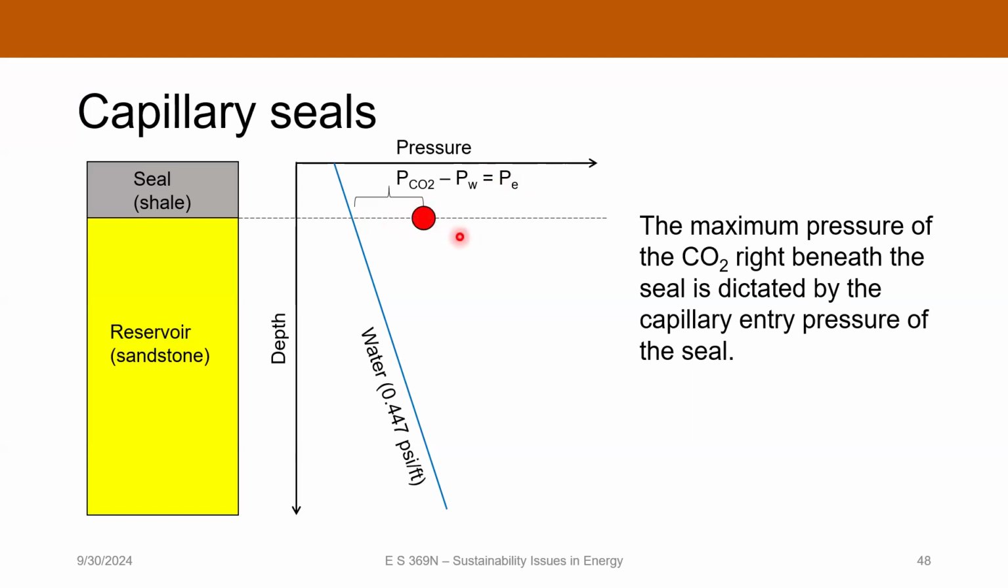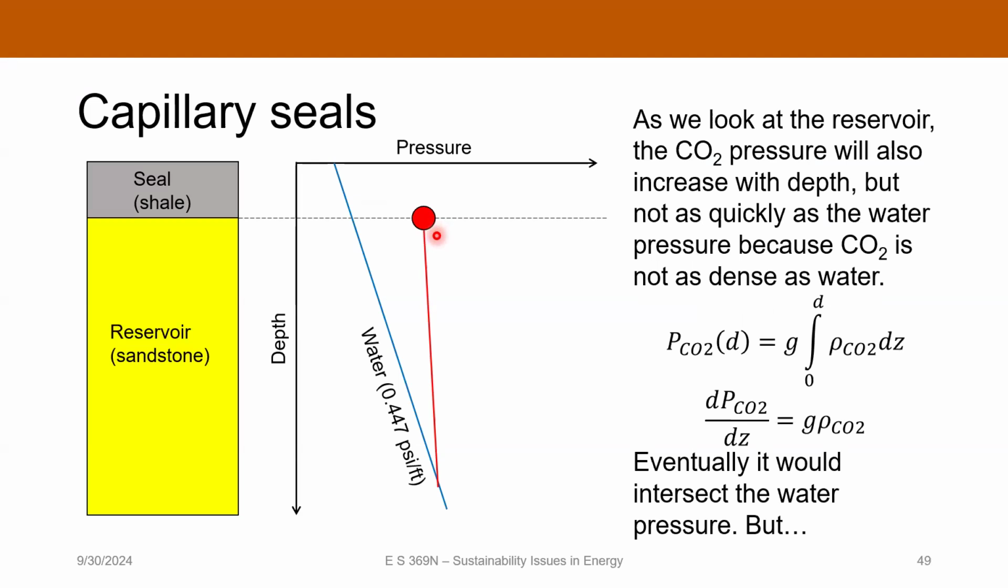We don't know what that pressure is, but we know that it's going to be whatever the maximum allowable CO2 pressure is. Now below the seal, the CO2 pressure also will increase with depth, but it's less dense than water, and so it will increase less rapidly. We also have to account for the compressibility of the CO2. And so we write the pressure as a function of depth like this, where we're integrating the density. The density is a function of pressure and temperature, but this just means that the first derivative of the pressure with respect to depth is just given by gravity times the local density. But the short version here is that the CO2 pressure increases as you go deeper, and it would intersect the water phase pressure at some depth.